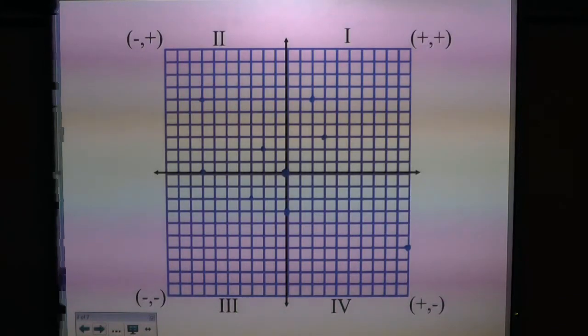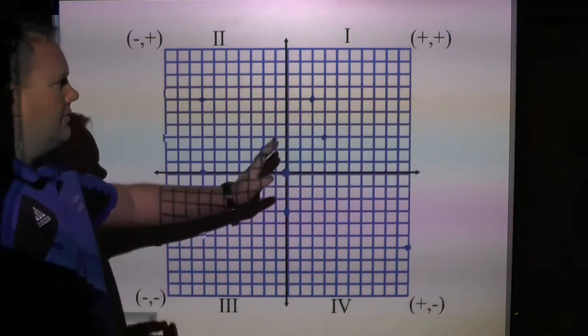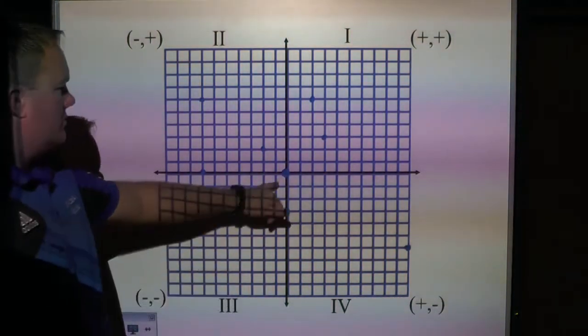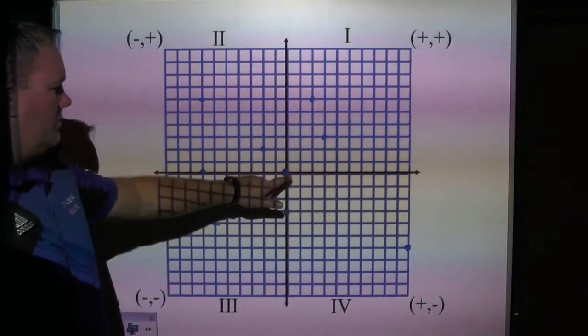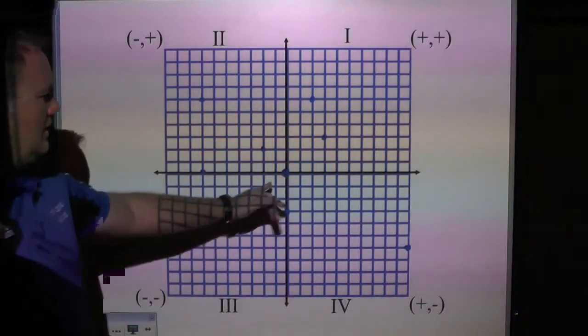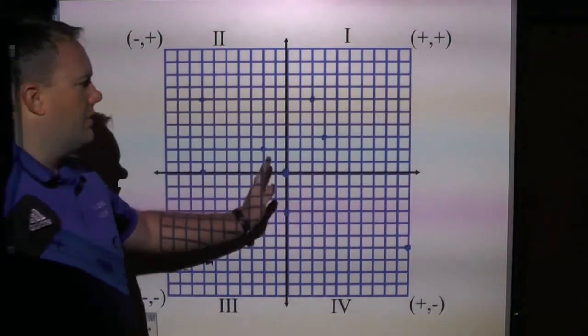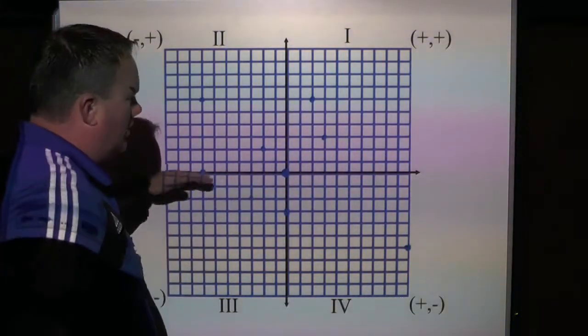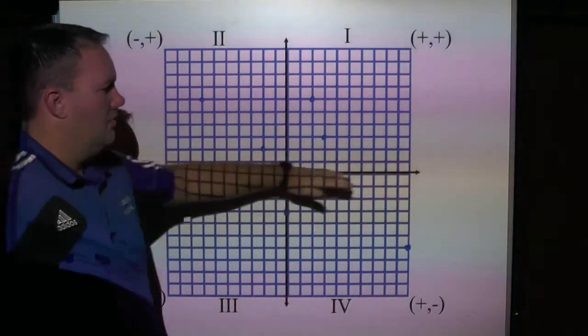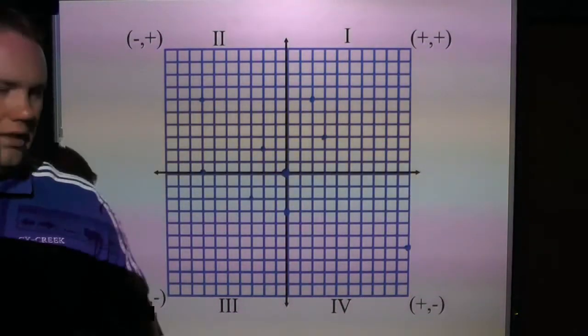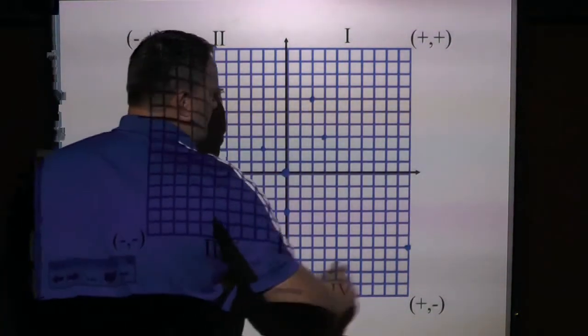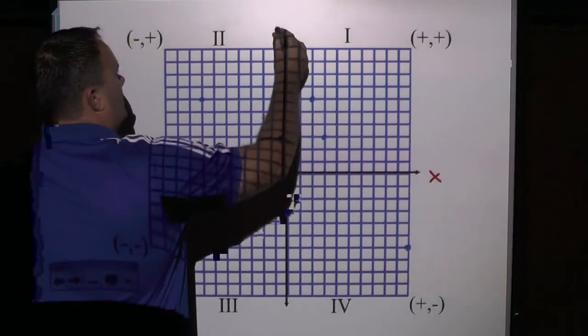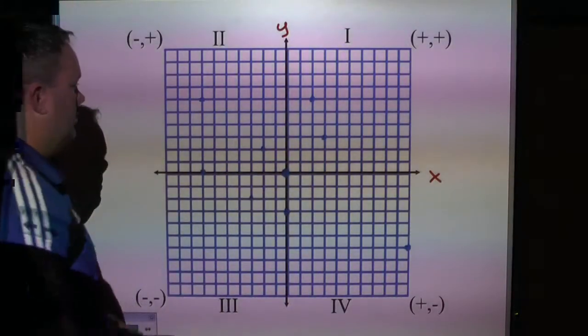Now, how does this work? Anytime we talk about finding a coordinate, we always start at the origin, the middle. Anytime we talk about the x coordinate, we're talking about moving to the right or to the left along this horizontal axis, the x-axis. If you need to label your x and y axis, please feel free to.